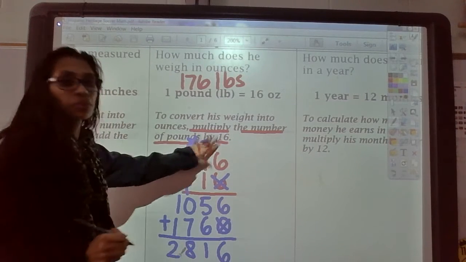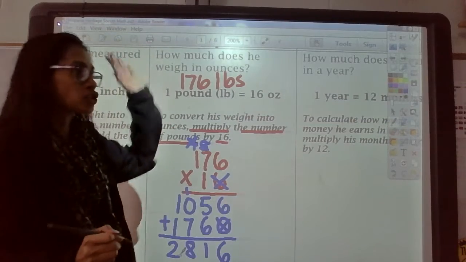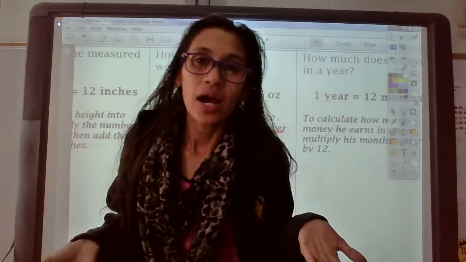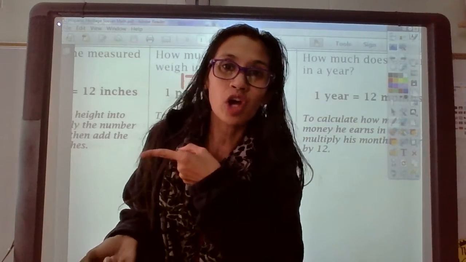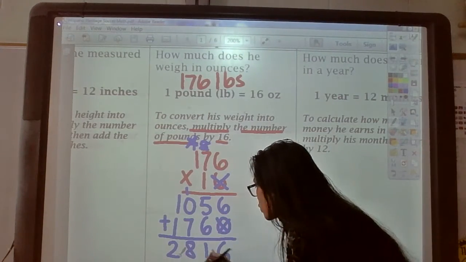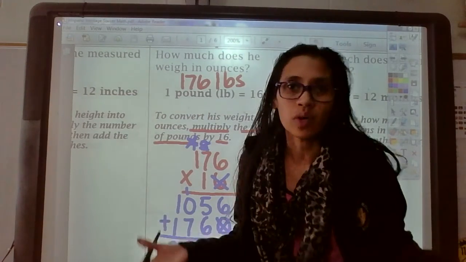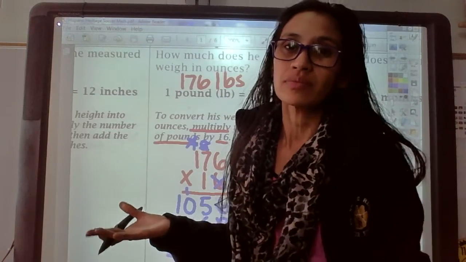All right, does this problem have decimals? No. So my answer is good, but what am I forgetting? I'm forgetting about my comma. Make sure you write the comma. Comma goes 1, 2, 3, comma. And then one more thing we forgot. What did we forget? The unit.